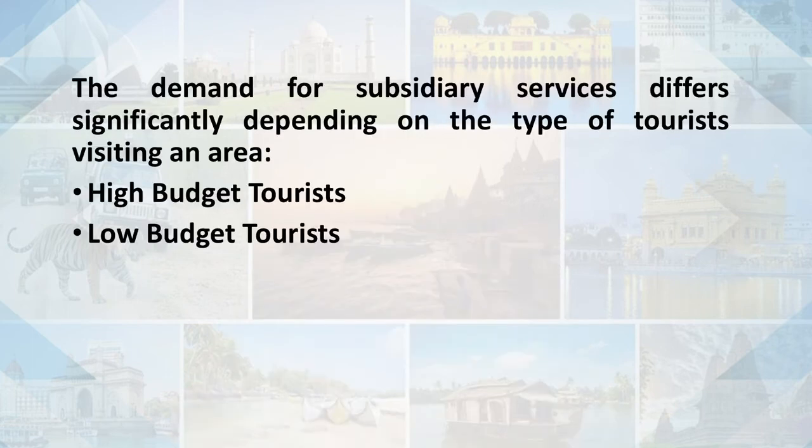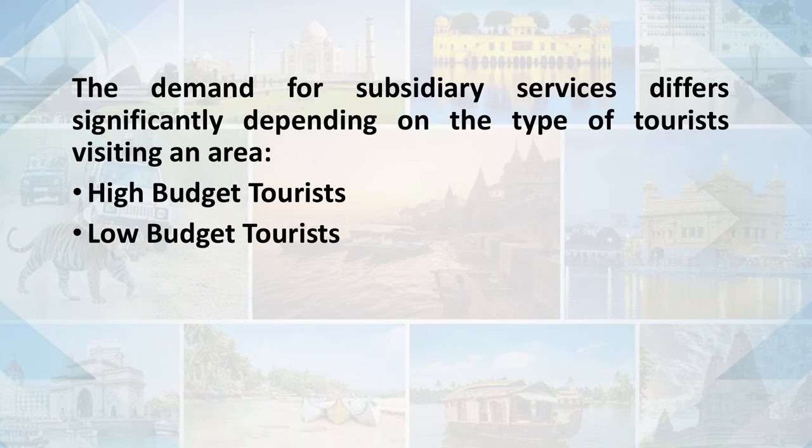Quality services can be provided at a cheaper rate when more people are there to provide the services. Efficiency will increase and the people will be happy as they are making money out of such transactions or such business. The demand for subsidiary services differs significantly depending upon the type of tourist visiting that particular destination.